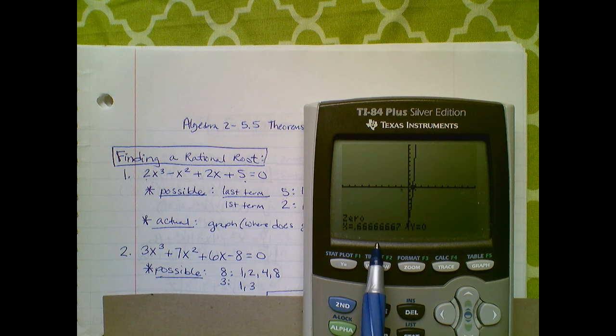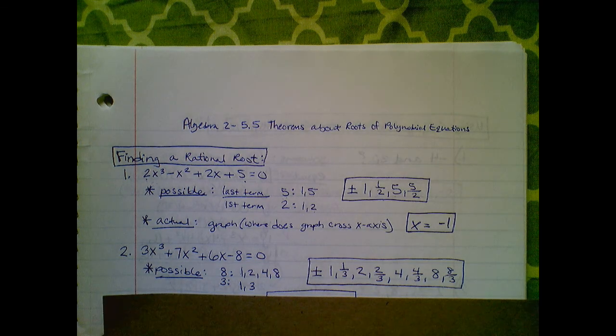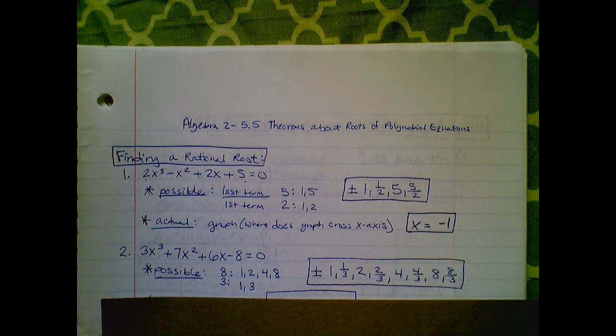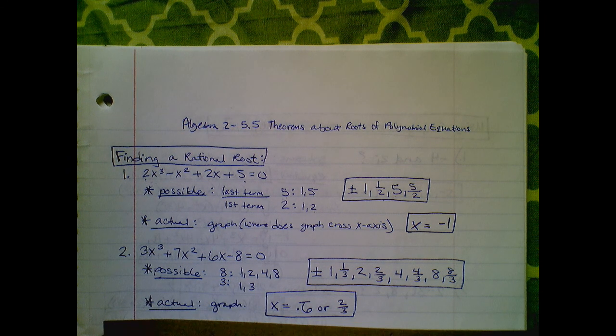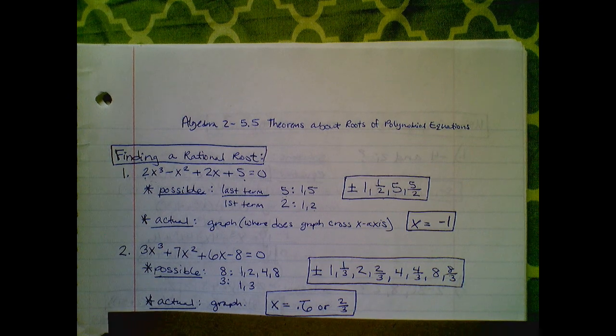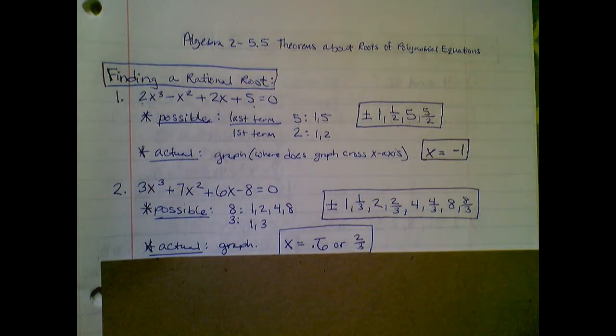And it says 0.6 repeating, which is just 2/3, and then 0. So 2/3, we have that. Again, you can put it as a fraction or a decimal, that is fine. So our actual solution would be 0.6 repeating or 2/3.